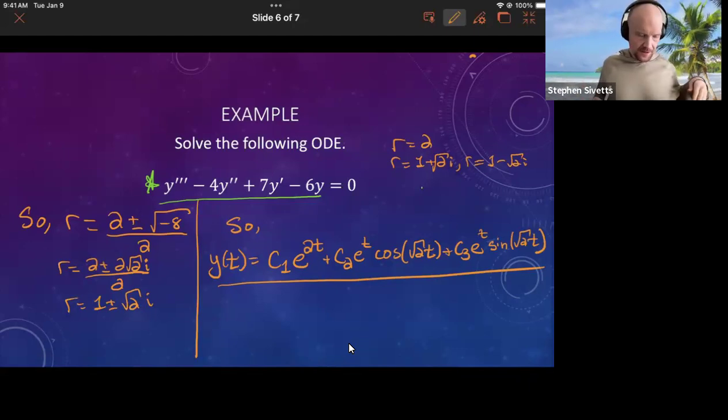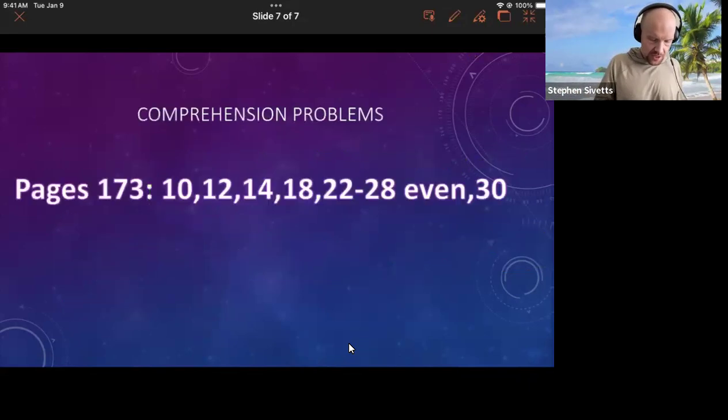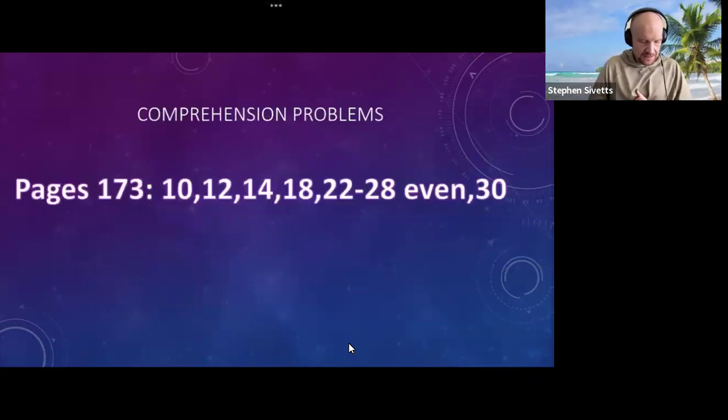So hopefully that helped. And then here are some problems for you to check comprehension. These will involve solving second order differential equations in the homogeneous case, right? So if you have questions, let me know.